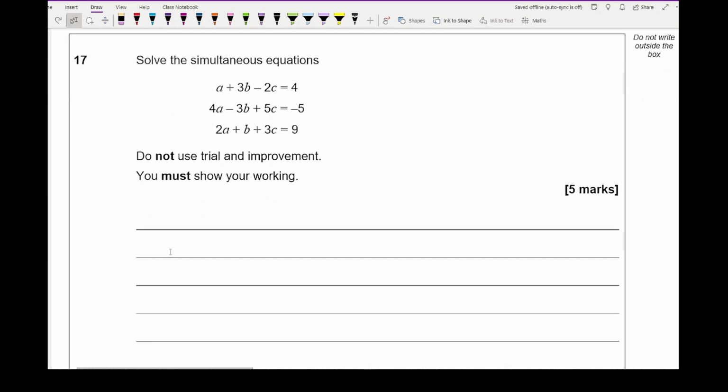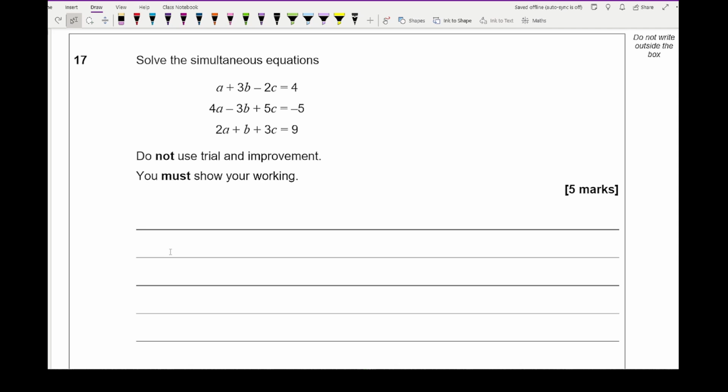Now moving on to question 17, it says solve the simultaneous equations, and we've got 3 unknowns and 3 equations. It says do not use a calculator, you must show your working out for 5 marks. Now when approaching these 3 level simultaneous equations, what you want to try and do, like with linear equations, is try and get one variable the same quantity and the same sign preferably.